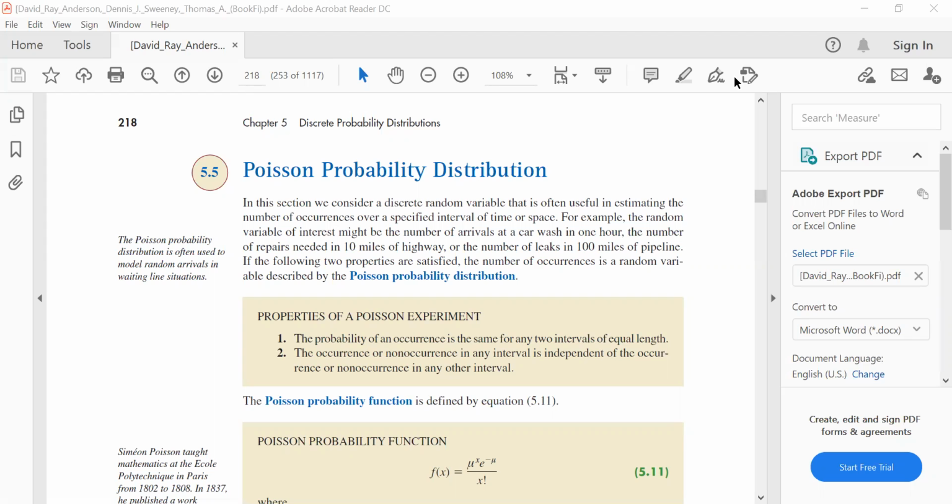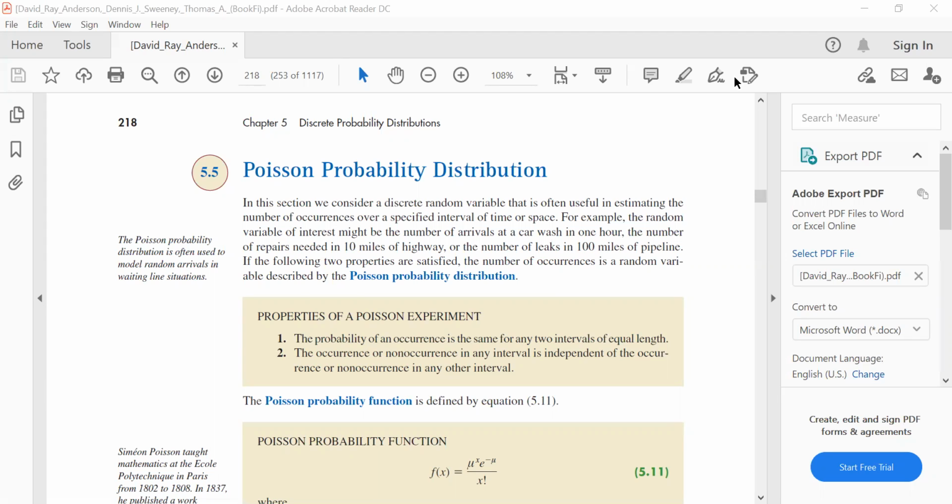We are learning the course that is named Introduction to Statistics, and we are following the book of Anderson and Sweeney. The book name is Statistics for Business and Economics.